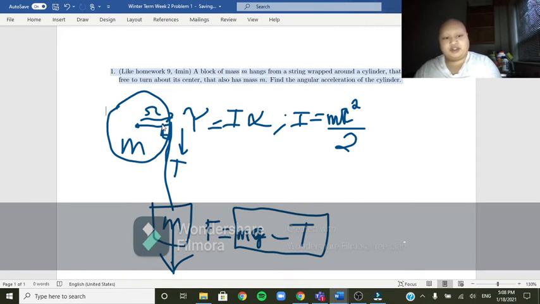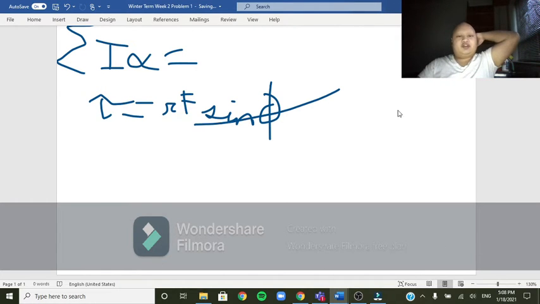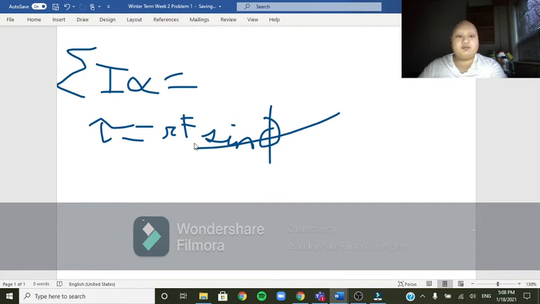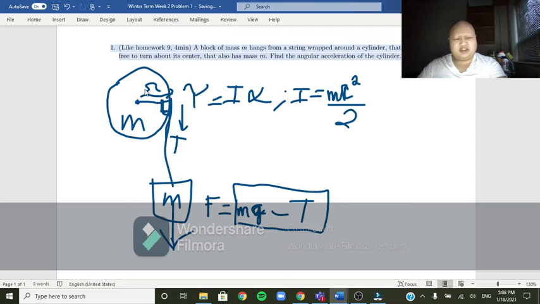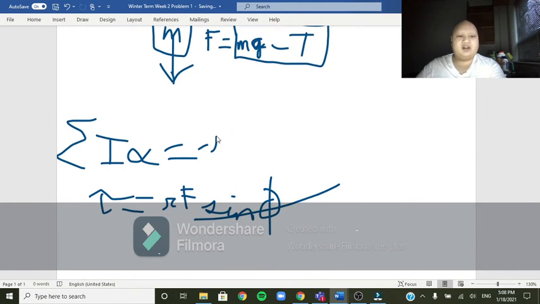In this case we can assume it's perpendicular, so sine of 90 degrees, or pi over 2 radians, is 1, so it basically just cancels out. Now we need to plug in something for F. The only force directly acting upon the cylinder is tension, and tension is going down, so tension has to be negative. So the net torque of the cylinder is r times negative T.